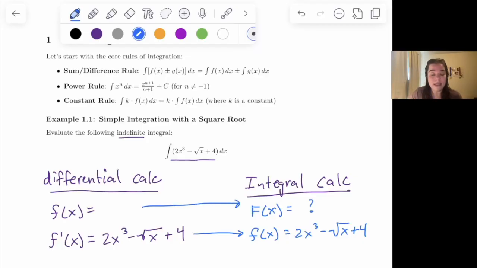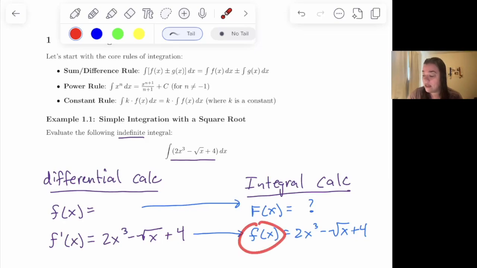Again, it's analogous to differential calculus. We just kind of changed the notation up. So one thing you want to remember is the relationship between big F and little f in your class is just the relationship of a derivative. Little f is the derivative of big F.